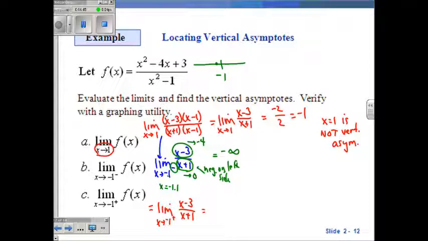Put in a number a little bigger than negative 1. Something bigger than negative 1 up here, maybe negative 0.9. So I'm just going to use negative 0.9 as my test number. Again, the top is approaching negative 4, because we're approaching negative 1.